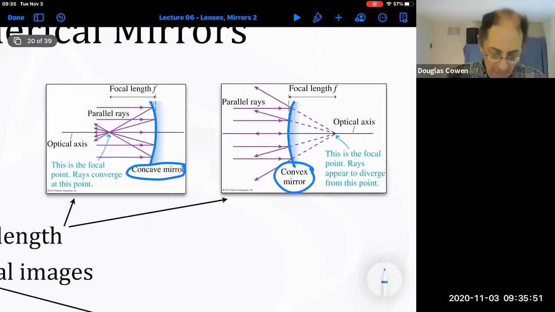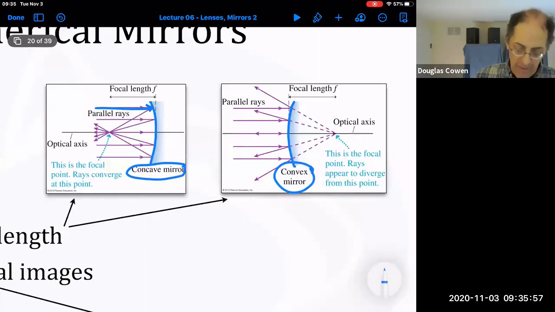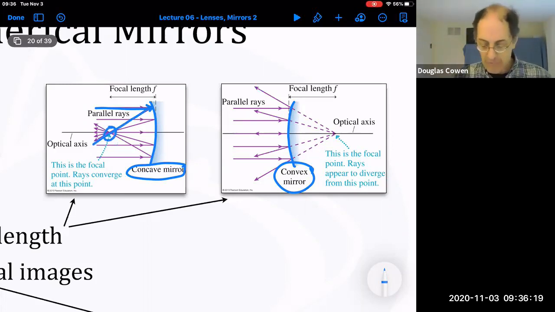And you see that when rays come in parallel to the central axis of a concave mirror, they get bounced off, obeying the angle of incidence equals the angle of reflection, and they go through this focal point. So that's defined as the focal point of a concave mirror. And similarly, but differently for a convex mirror, if you have parallel rays coming in, they will bounce off, also obeying the angle of incidence equals the angle of reflection, but they will look like they're coming from the focal point of this convex mirror, which is on the other side of the mirror.